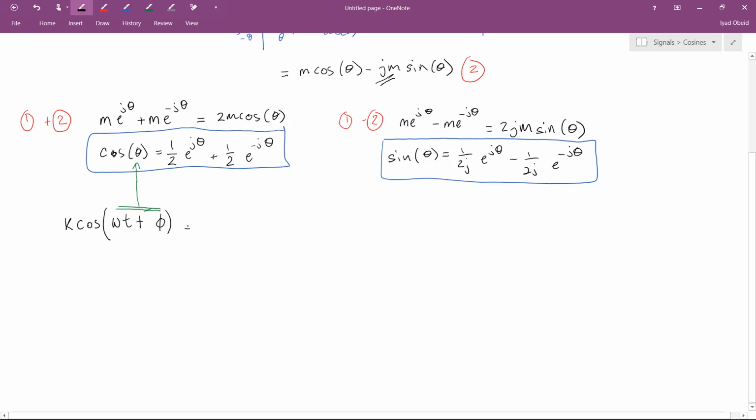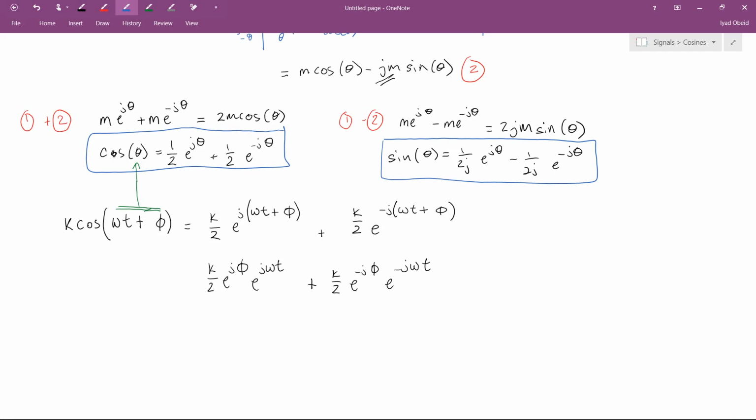When I do that, I get k over 2 e to the j (omega t plus phi). So that's the first complex exponential, plus k over 2 e to the minus j (omega t plus phi). That's pretty ugly, so I'm going to tidy this up a little bit. I'm going to rewrite that as k over 2 e to the j phi times e to the j omega t. The reason I can do that is that the exponents add. If you see here my two e's, because it's the same base, the exponents add. Okay, so plus k over 2 e to the minus j phi times e to the minus j omega t.